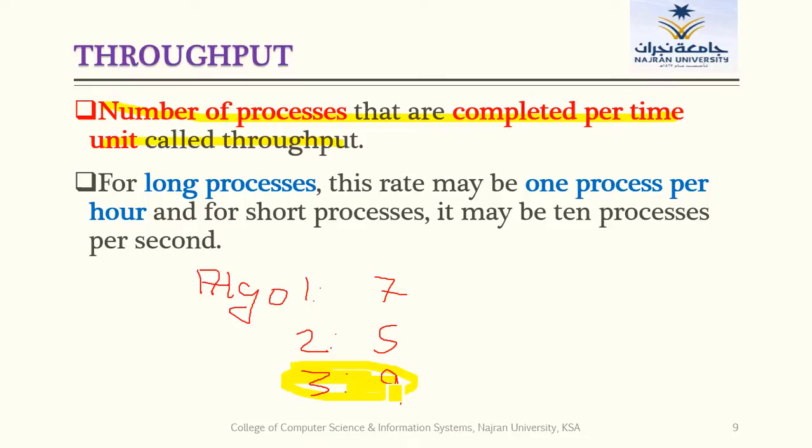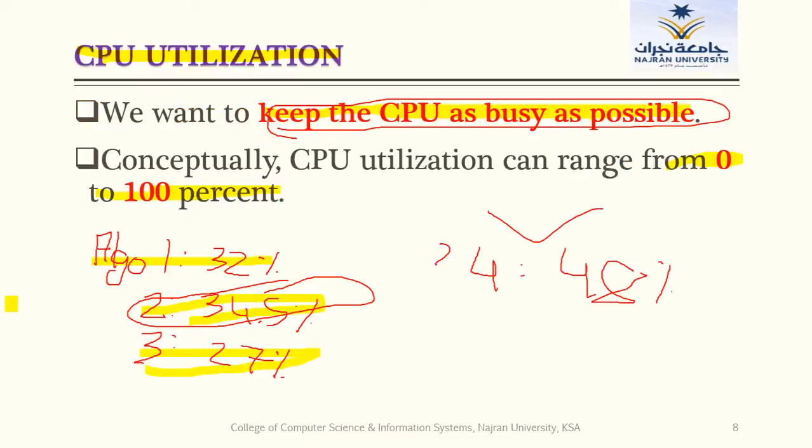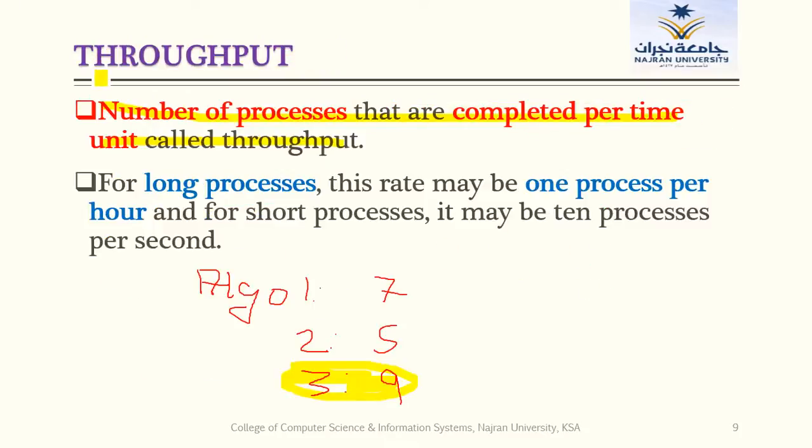The algorithm that is completing more processes will be better in this case. So this is our second criteria. Whenever we have many scheduling algorithms and we have to choose the best one, this is the second criteria that we need to keep in mind. So what is our first criteria? That is utilization, how much we are utilizing our CPU. What is our second criteria? Throughput, how many processes the algorithm is completing in unit time.